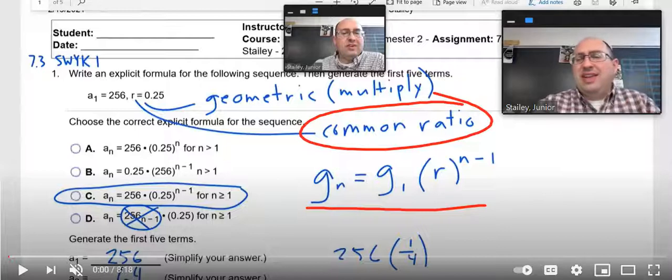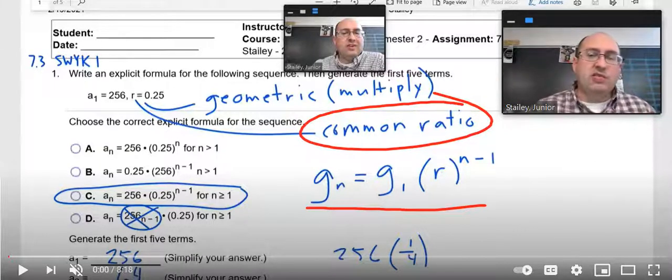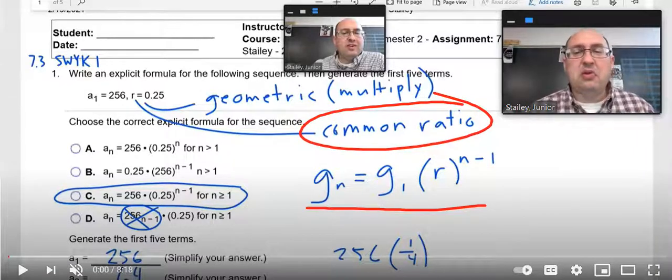I like to use G's. They like to use A's. I don't know what else to tell you. I use G's just because it's geometric, but they like to use A's for everything. I don't know. Math Excel, that's their thing, I guess.